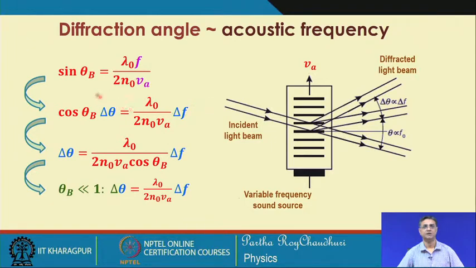So, starting from the basic equation, sin theta b equal to lambda 0 by twice n 0 times f by v, we did this before also to show that the deflection of the optical beam will be proportional to the acoustic frequency.